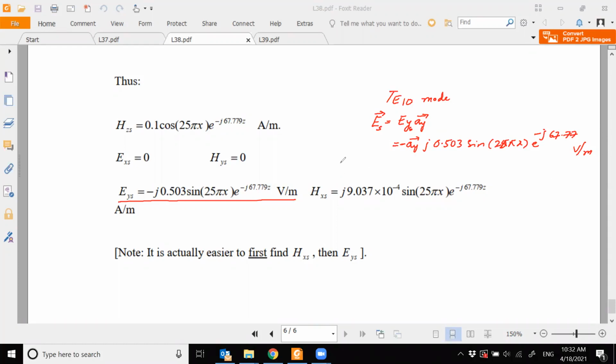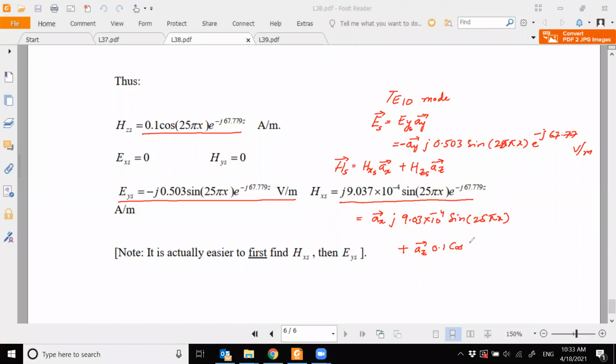This is my electric field, and my magnetic field will have an X component AX plus a Z component, two components. And what is HXS? This is HXS. And what is my HZS? This is my HZS. So this is equal to AX j 9.03 times 10 power minus 4 sine 25 pi x plus AZ 0.1 cos 25 pi x. I can take e power minus j 67.77 common, in amperes per meter. This is my magnetic field HS. Sorry, not Z.